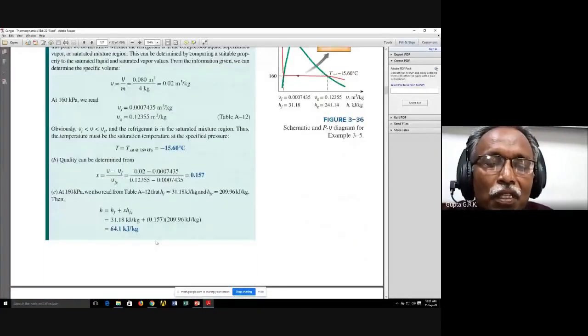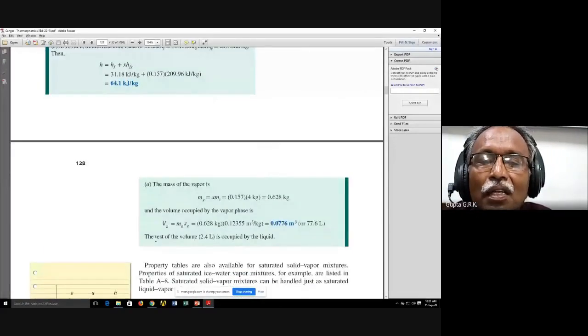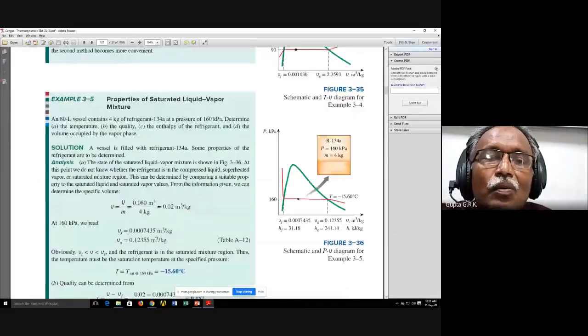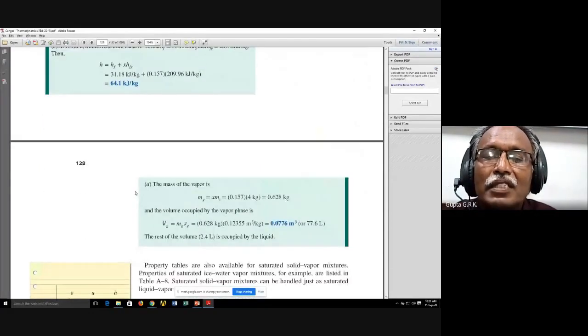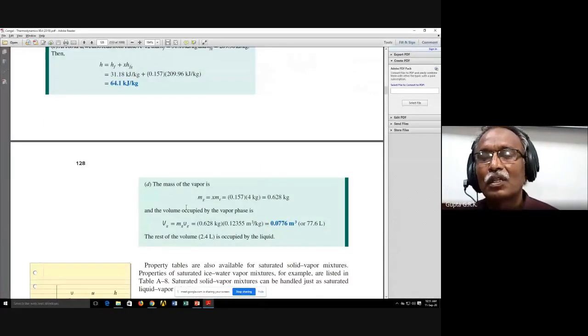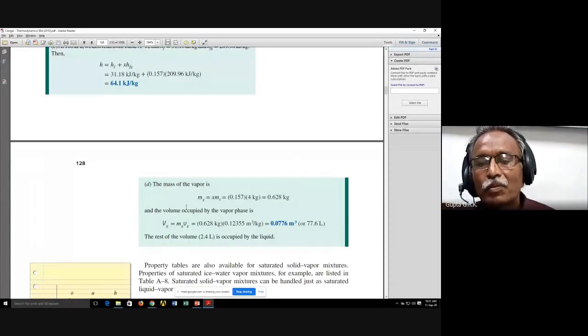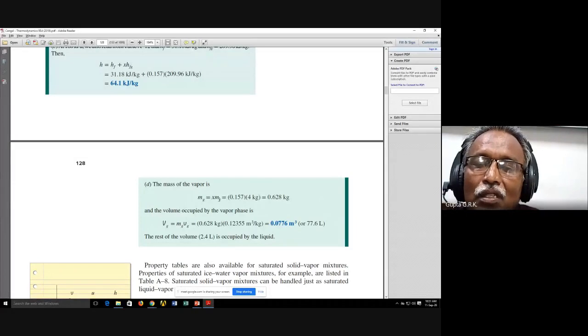So that is the way we have to do that problem. And one more thing is asked: what is the volume occupied by the vapor phase? We know that x is equal to mg by m total, mass of vapor by total mass. So mg is equal to x into m total. So 0.157, x, is already calculated.